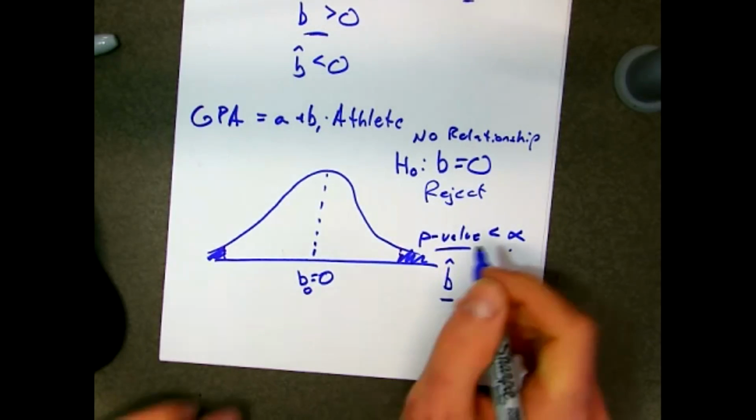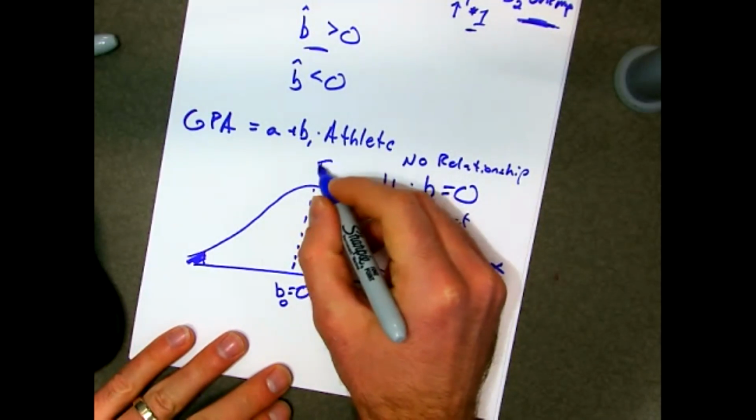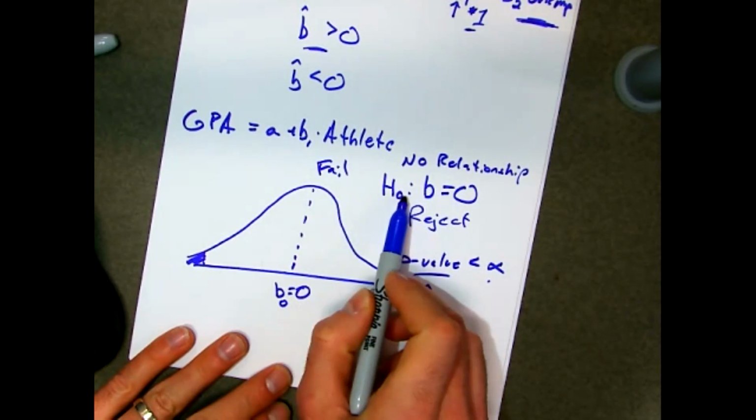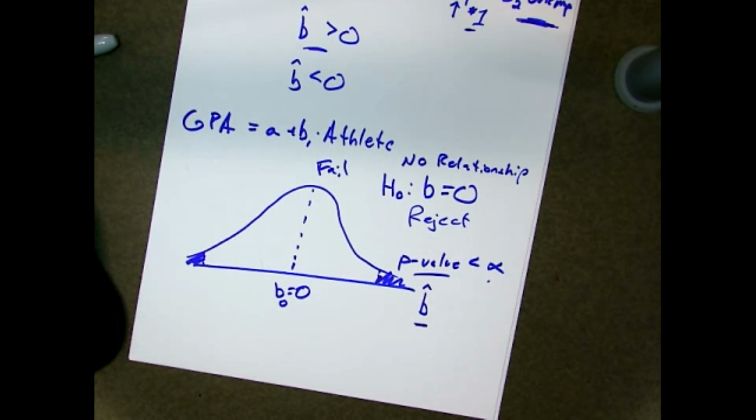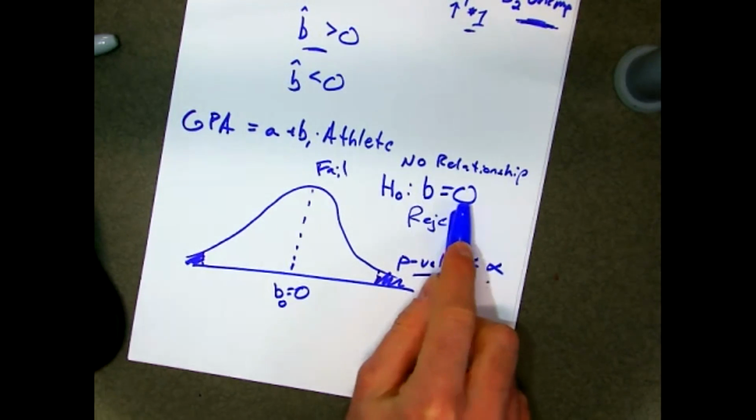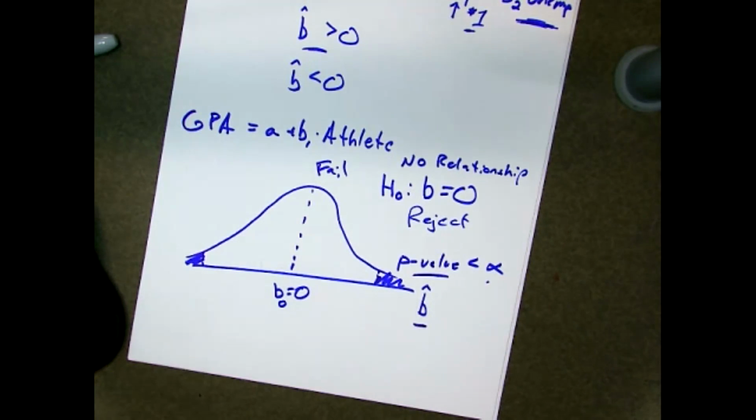So I would fail to reject the null, which means if I fail to reject this null, I can't say that the relationship between being a student athlete and GPAs is anything different from 0. I'm failing to reject that, okay? So I can't say that being a student athlete has any impact on GPAs here, at least from the regression that I just ran, okay?